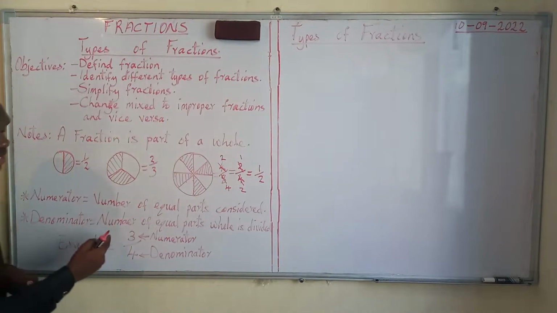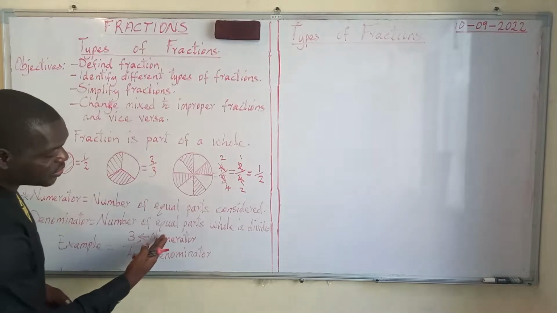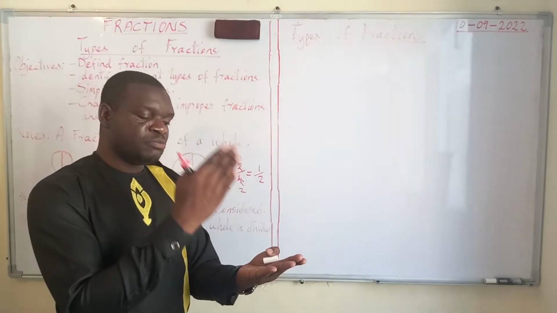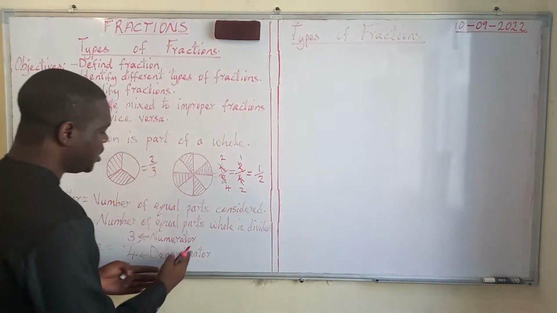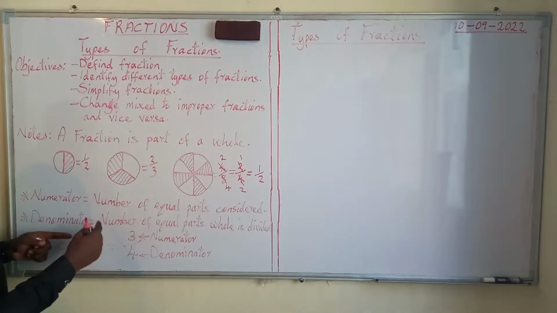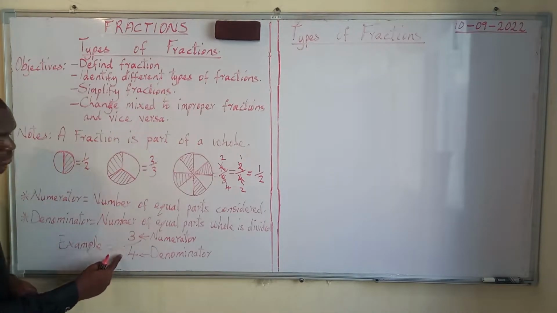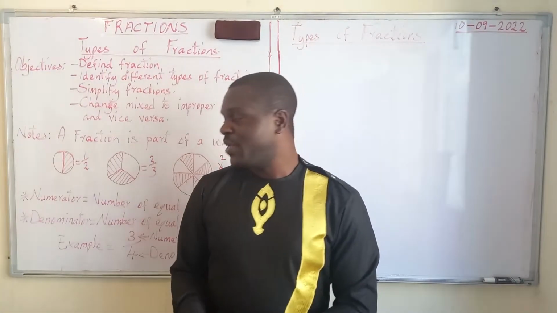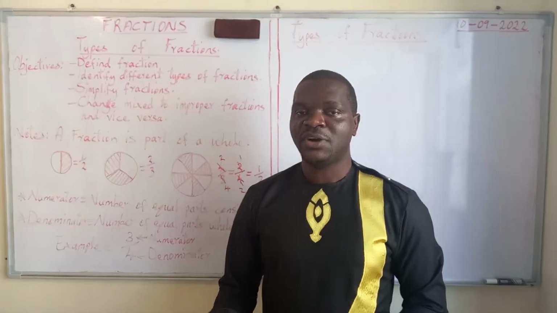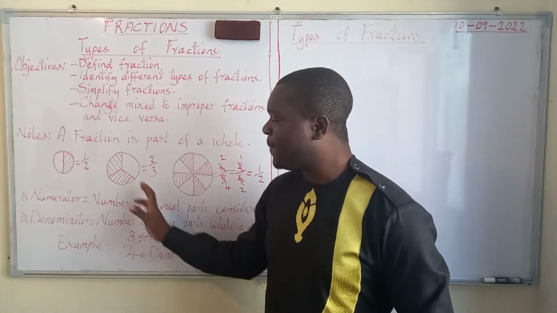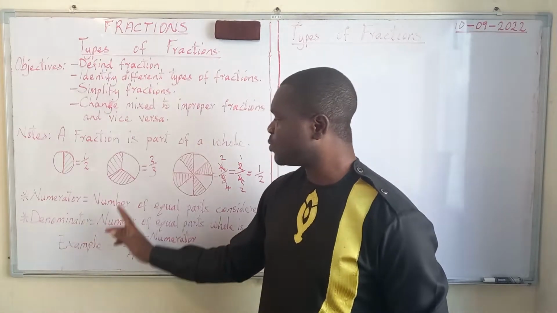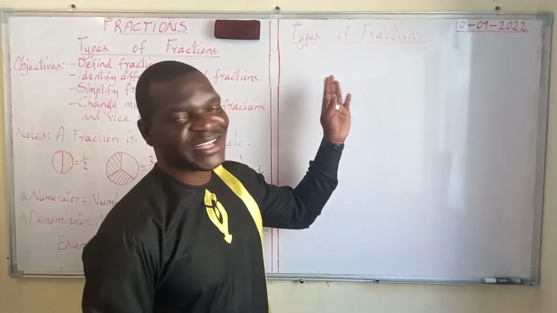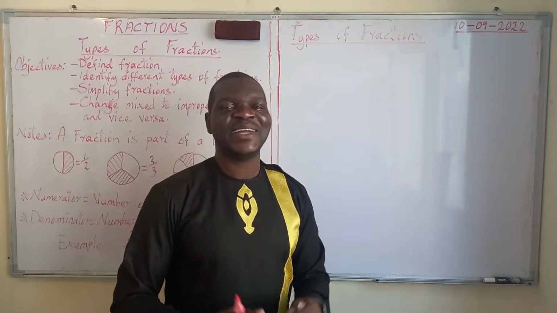Now we have the denominator. What is the denominator? The denominator is the number of equal parts the whole is divided into. So when you have a whole and you break it into equal parts, those equal parts can be shown in a fraction by the denominator. Before we go into listing the different types of fractions, there is another part of a fraction which we are going to look at, which is the whole. Sometimes we have the numerator, the denominator, and a whole number. And of course, we are going to look at that as we identify the different types of fractions.